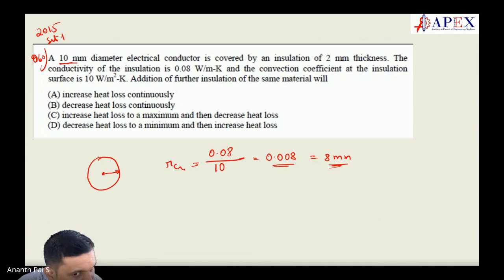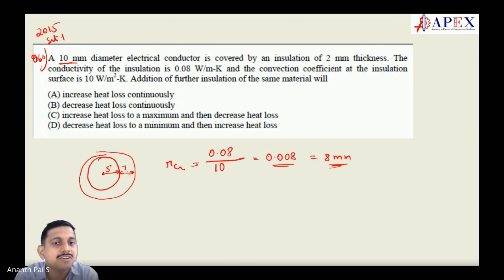The radius of the wire is 5 mm. It is given as 2 mm insulation, so it is 7. So here is the conductivity of insulation. See the question properly: further insulation will increase the heat loss to the maximum and then decrease the heat loss. Had this been radius instead of diameter, then the answer would be decrease heat loss continuously. So we have to be very careful.